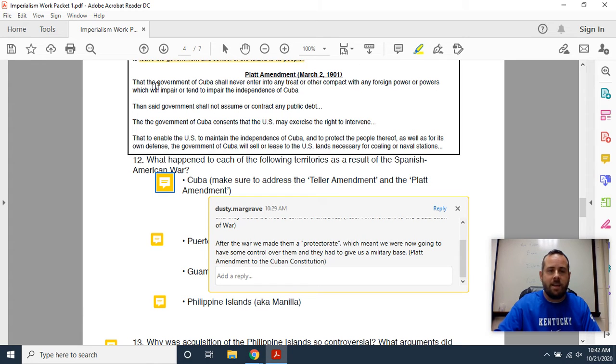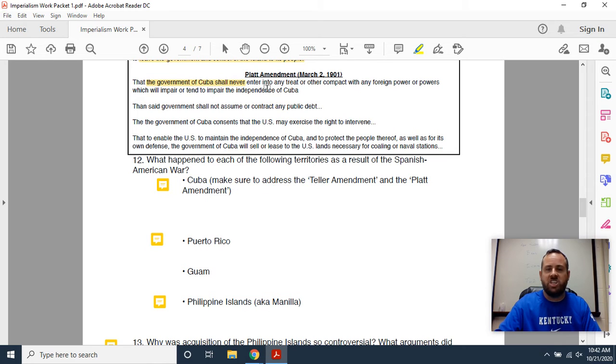We said things like, the government of Cuba shall never enter a treaty that we don't like. The government shall not assume or contract any public debt. The government of Cuba consents that the U.S. may exercise the right to intervene. These amendments to the Cuban Constitution don't sound like Cuba is actually free and controlling their own destiny. We are exercising some control over them. And then it also mentions this military base.